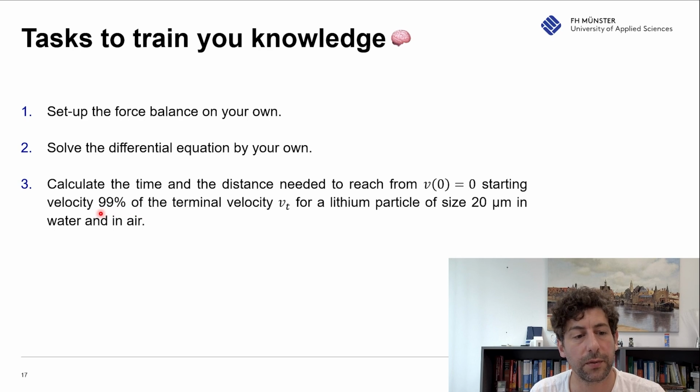And it's very common to use these 99%, because when you go by theory, you never reach 100% due to the function, right? So 99% of the terminal velocity is very common as a defined number to reach it, and then compare what happens if you do this in water and in air.